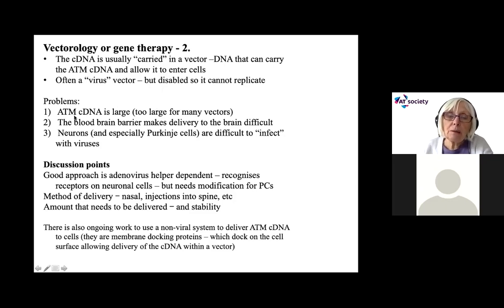So the problem is the ATM cDNA I just told you about is very large, and it's been too large for many vectors. But I think that's largely been overcome. We've identified vectors that will carry that larger ATM cDNA. One challenge is the blood-brain barrier, which is a barrier that makes it difficult for larger molecules to get into the brain. That remains a challenge, but there are ways around that now. But the major challenge has still been to infect neurons, and particularly the Purkinje cells.